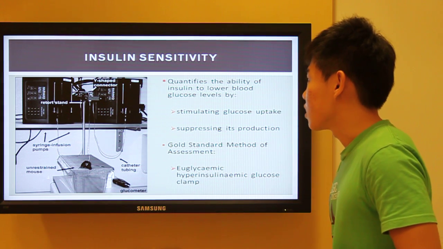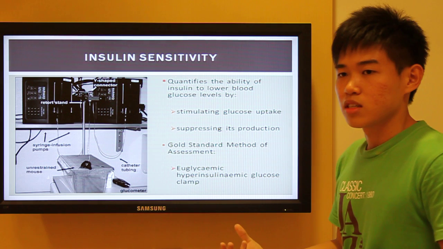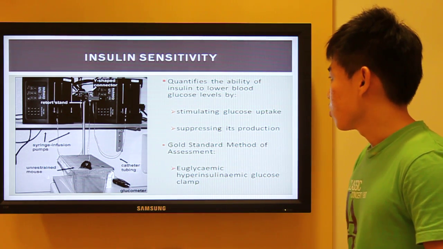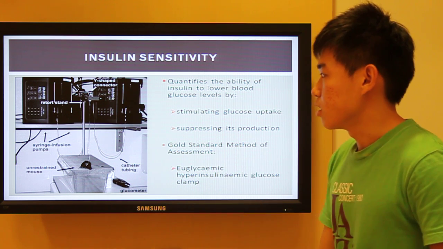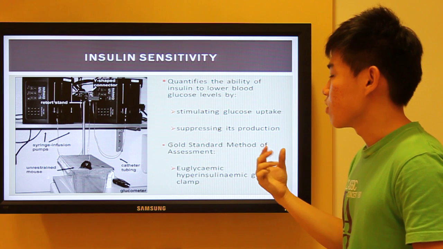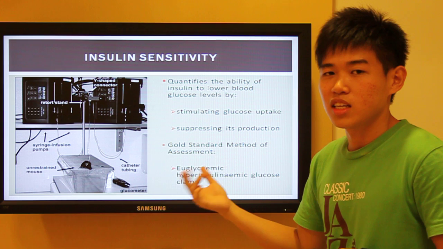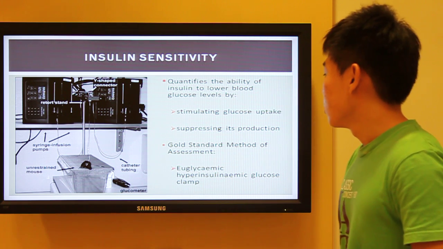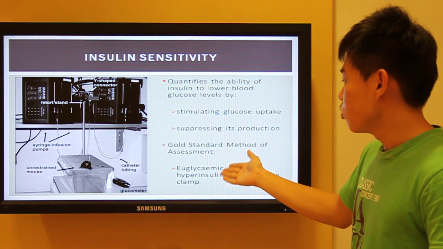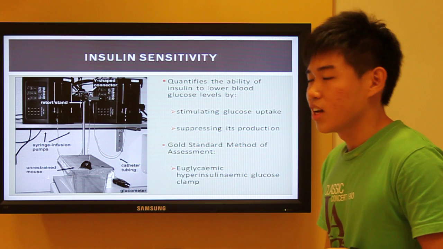Insulin sensitivity: this term describes the sensitivity of the cells towards taking up glucose into the cell. A normal human being, with no diseases like diabetes, will have a normal level of sensitivity in taking glucose into the cell. A method used in the studies that we have looked at is the euglycemic hyperinsulinemic glucose clamp.